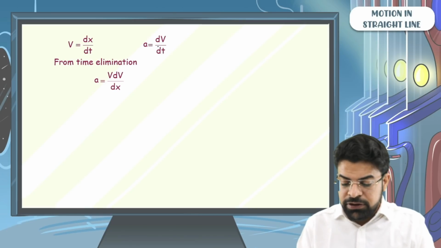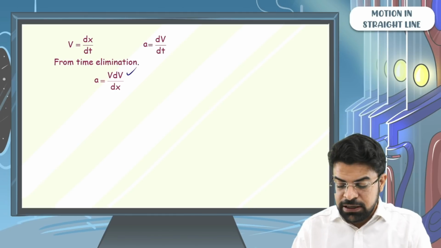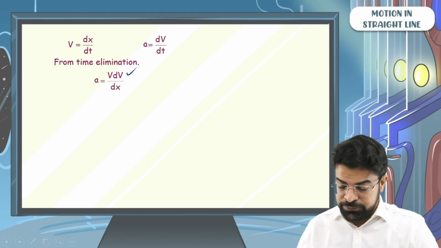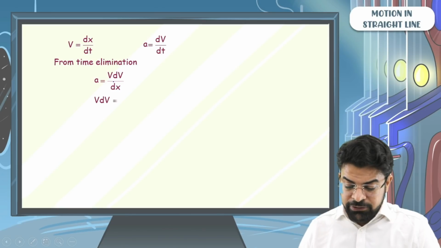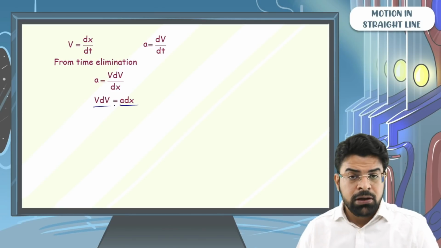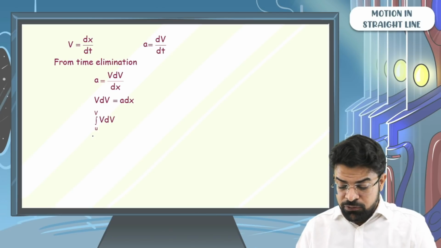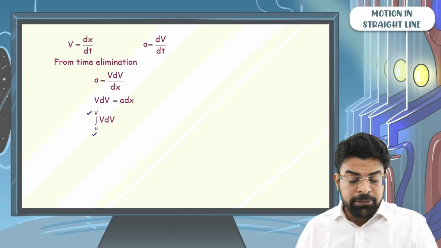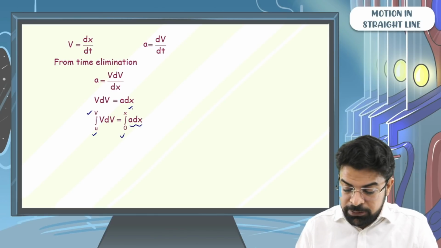Take out the value of dt from one and substitute into the other. You will get acceleration can be written as v dv by dx. Bring the dx here and multiply. So you can write v dv equals a dx. Now integrate both the sides. So you will say integral v dv from lower limit u to upper limit v equals integral a dx from lower limit 0 to upper limit x.